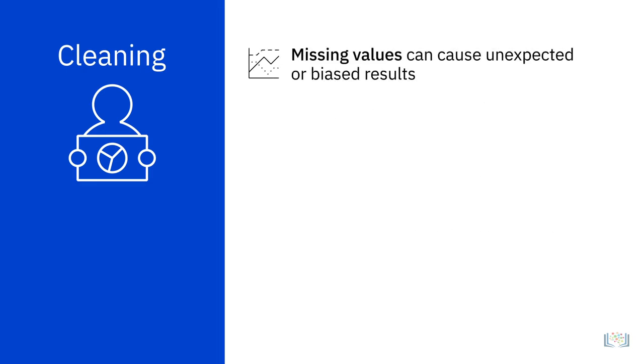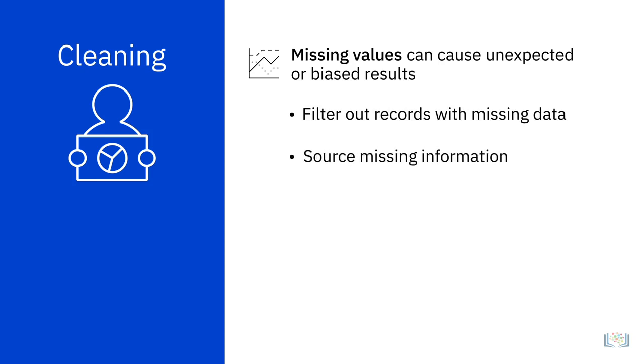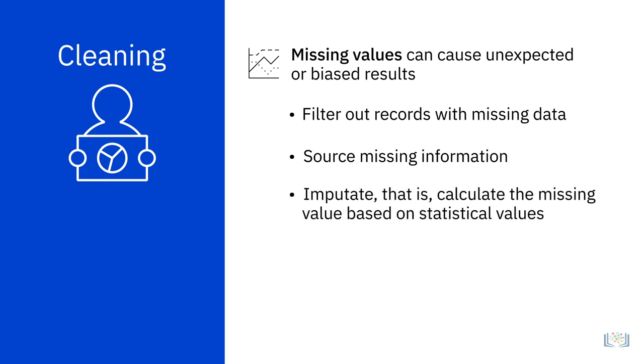Missing values are very important to deal with as they can cause unexpected or biased results. You can choose to filter out the records with missing values or find a way to source that information in case it is intrinsic to your use case. For example, missing age data from a demographic study. A third option is a method known as imputation, which calculates the missing value based on statistical values. Your decision on the course of action you choose needs to be anchored in what's best for your use case.